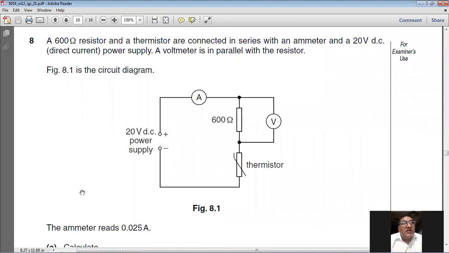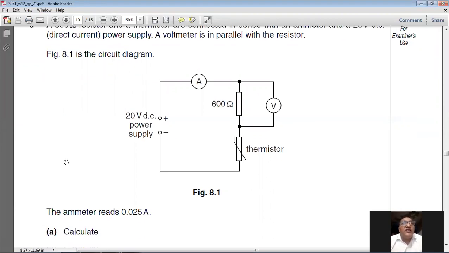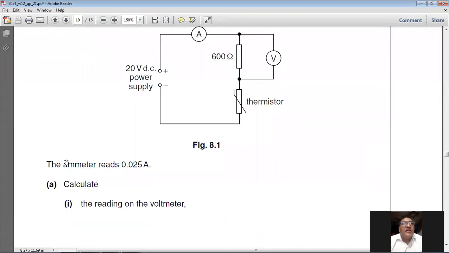A 600 ohm resistor and a thermistor are connected in series with an ammeter and a 20-volt direct current power supply. A voltmeter is in parallel with the resistor. The ammeter reads 0.025 amp. Calculate the reading on the voltmeter.